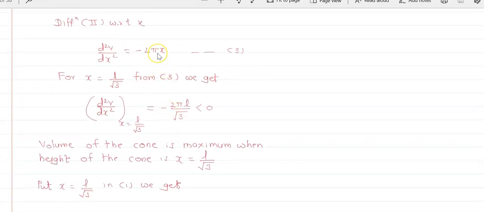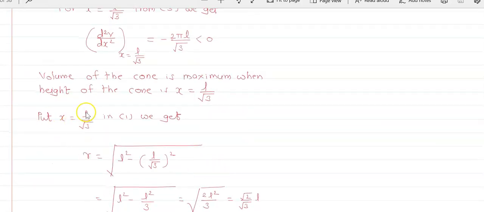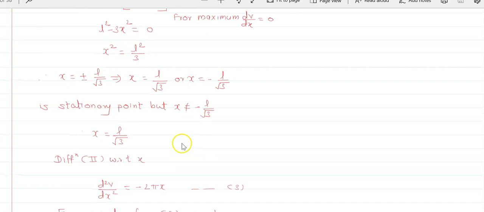Now if we substitute it here, we get that this value is negative, and this is the condition for the maximum. This is called the second derivative test: when the second derivative is negative, that particular value of x gives a maximum. Therefore, the volume of the cone is a maximum when the height of the cone x equals L upon root 3.